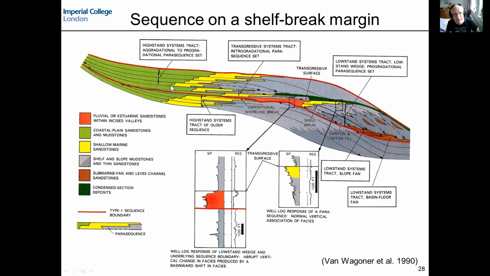The point at which the furthest landward position of the shoreline is reached is often referred to as the maximum flooding surface. That's the point at which the shallow marine deposits are pushed furthest back towards the basin margin. So that's an important surface within these models. And then above that, the shoreline builds up and builds out again. So this is back into the Highstand systems tract.